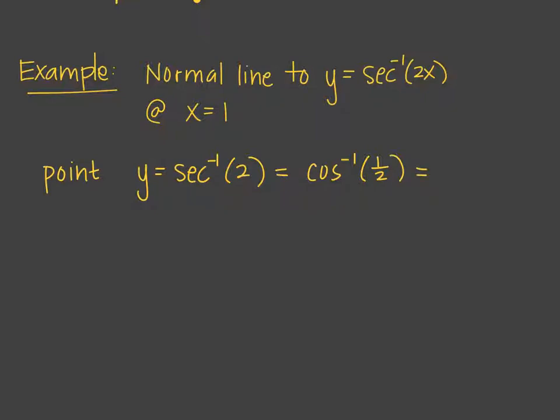There are multiple answers to that on a unit circle, but we go with the domain that includes the first quadrant, and so that would be pi thirds. And so my point value is 1 comma pi thirds. That's my point.